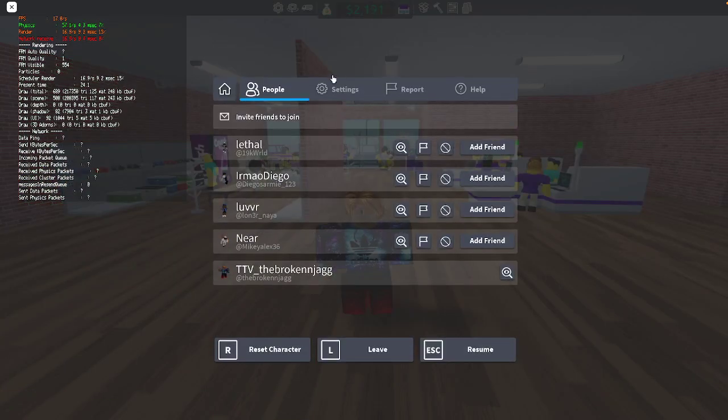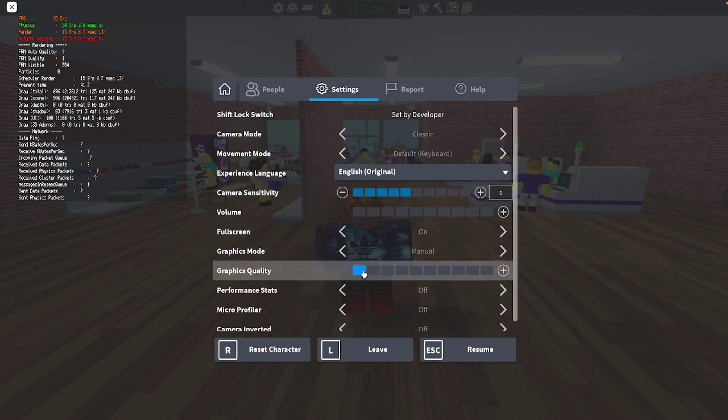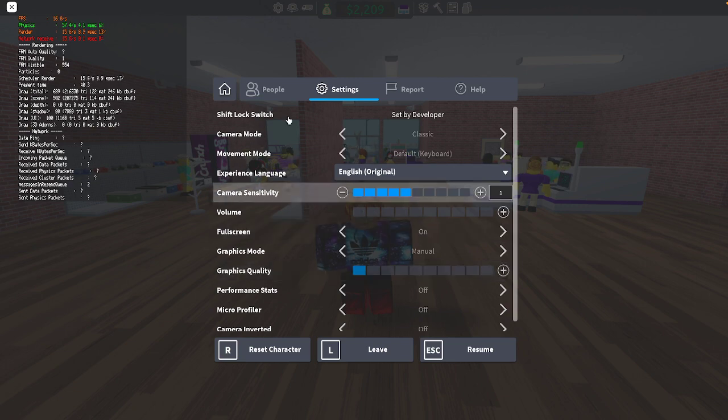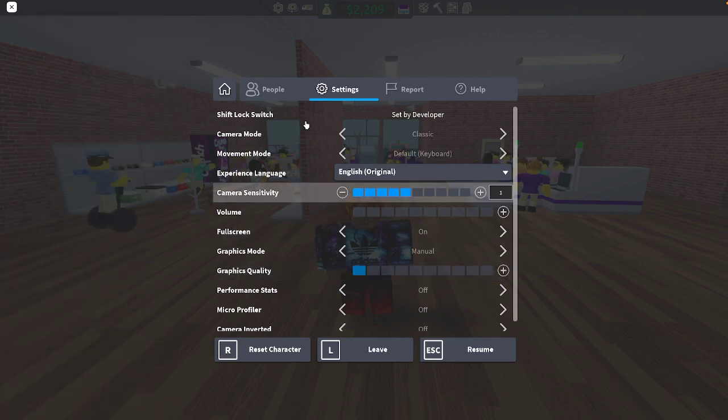And the thing is as well, I've tried various things to fix it. I even lowered my graphics quality all the way to the lowest I can put it. And it's still not working. It's still not going well.